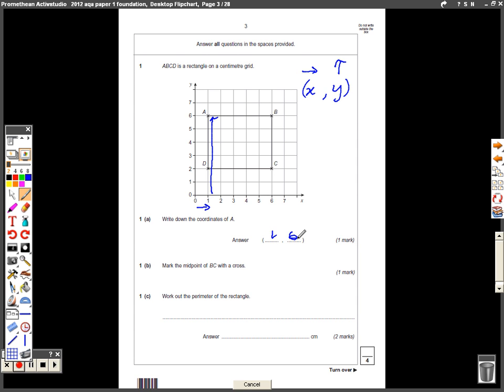Mark the midpoint of BC. Midpoint, that's the middle of the line joining B and C. So there's B, there's C. The midpoint, I've marked it with a cross.